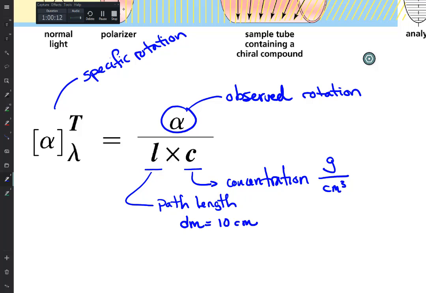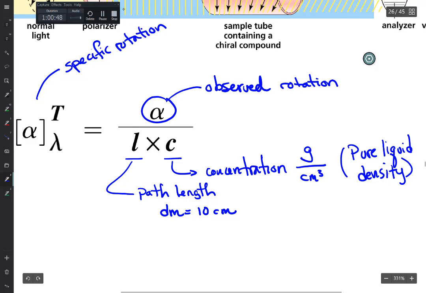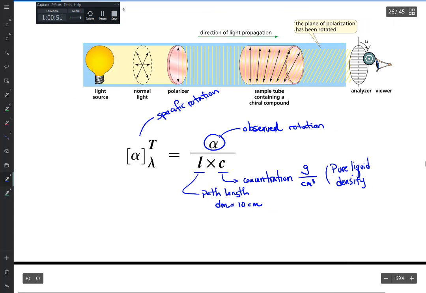But you notice this is grams per centimeter cubed. So what is that a unit of? Density, right? So for a pure liquid, it's the density of the liquid. If you have a pure liquid and you're sticking it in here, the grams per centimeter cubed is the density of the liquid. So that's why sometimes you'll see D in there. Because it's the density. So for a pure liquid, it'll be the density.